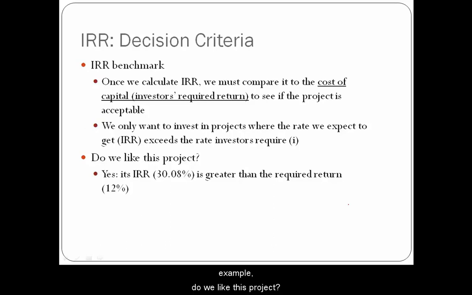In our example, do we like this project? Pretty much yes, because its IRR, which is 30.08%, is greater than the required rate of return, or say the cost of capital, of 12%. You notice that we are alternating the term required rate of return and cost of capital. And that is based on what we have learned back in chapter 11, that it is the investor's requirement that determines a company's cost. So how much cost a company has to pay for the capital depends on how much investors require to compensate for the risk they are bearing.